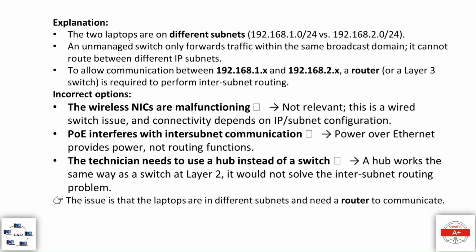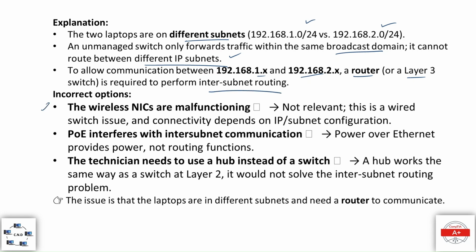So the explanation is the two laptops are on different subnets, that is 192.168.1.0/24 and 192.168.2.0/24. So an unmanaged switch only forwards traffic within the same broadcast domain. It cannot route between different IP subnets. So to allow communication between 192.168.1.x and 192.168.2.x, a router or a layer 3 switch is required to perform inter-subnet routing.